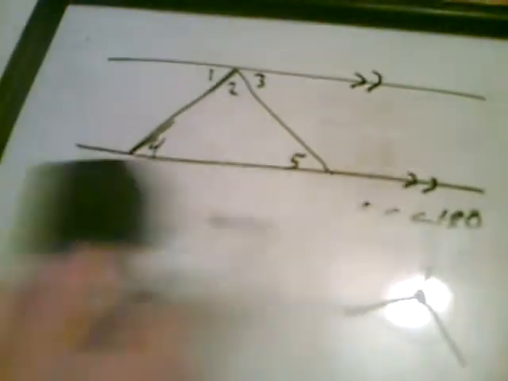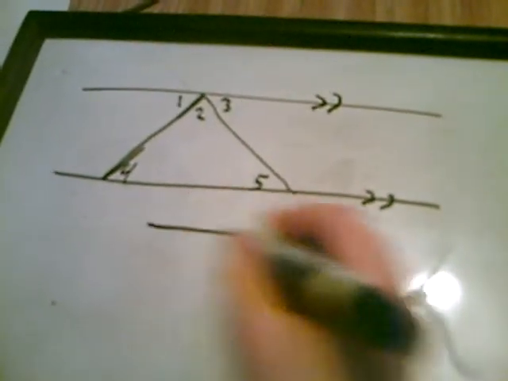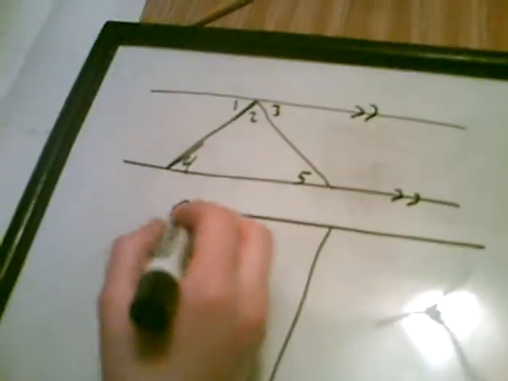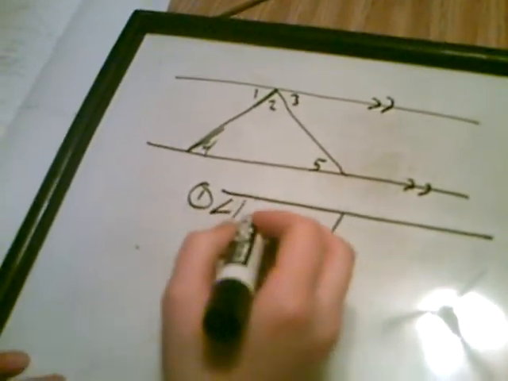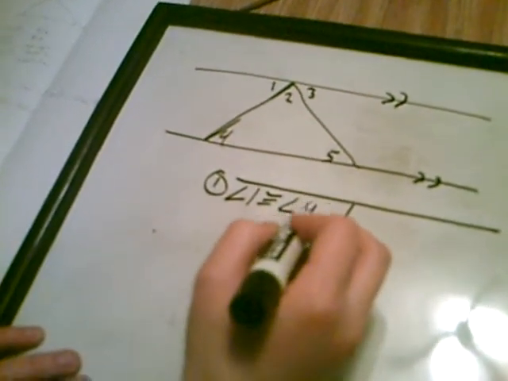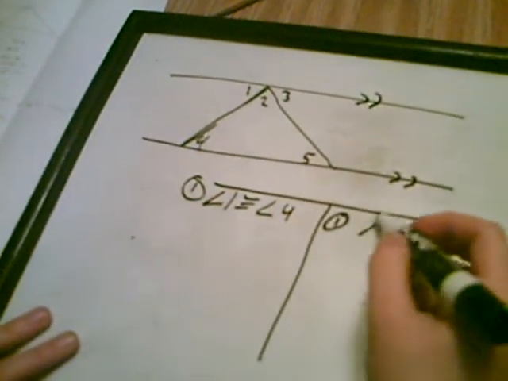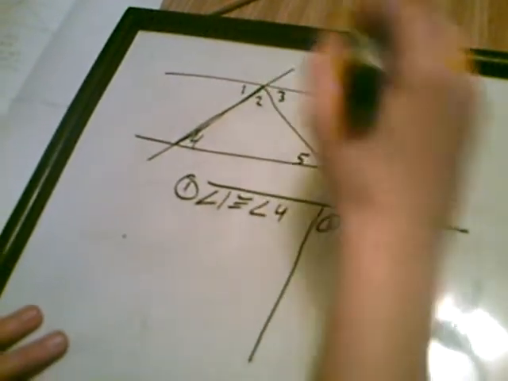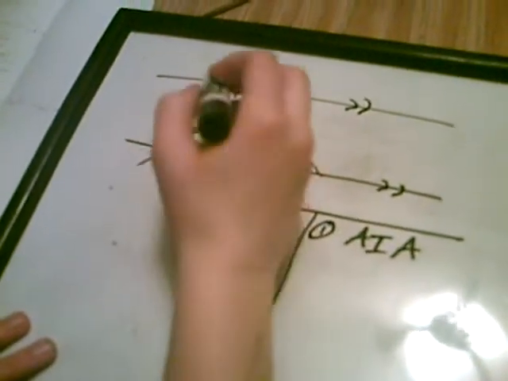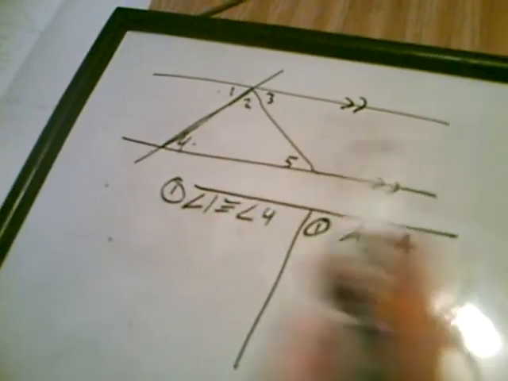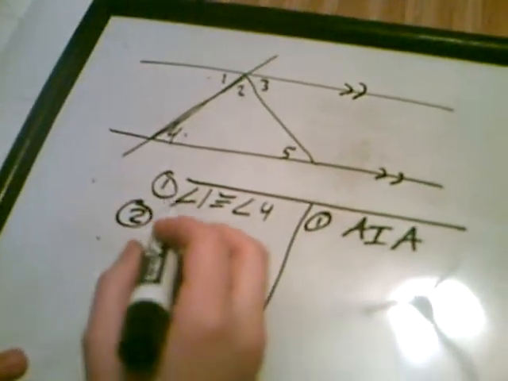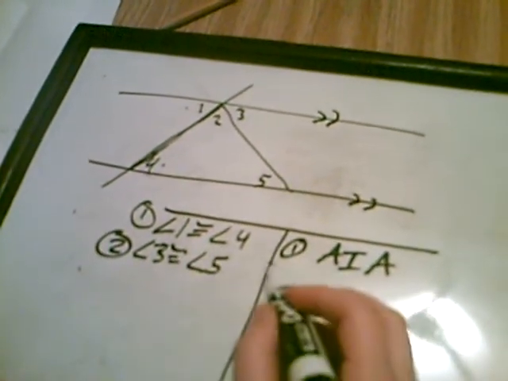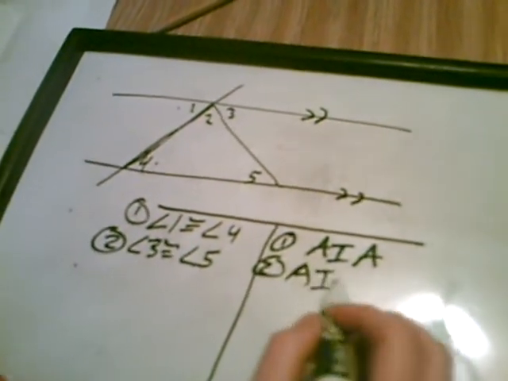So the way we're going to do that is a two-column proof, because those are the cool ones. Over here we're going to say that angle 1 is congruent to angle 4, because of alternate interior angles. I'll show you that really quick. If this is two parallel lines cut by a transversal, these two are alternate interior angles and therefore are congruent. In the same way, we can say that angle 3 is congruent to angle 5. And that's also because of alternate interior angles.